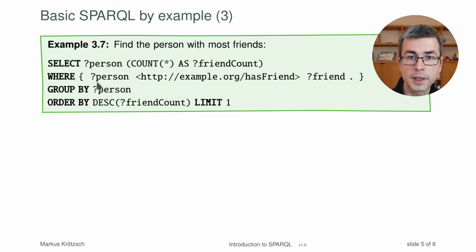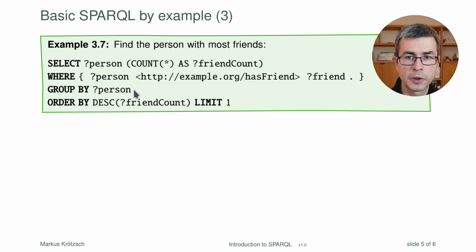So the pattern we have is person has friend, and I'm now on purpose not using a prefix, but really specifying a whole IRI, which is also possible, just the same as it would be in Turtle. So we are looking for triples which define that a person has a friend, and we now group these results by person. So this you can think of as cutting the result table, which returns all the matches for these two variables, into many small tables that are each for one of the persons occurring in the result.